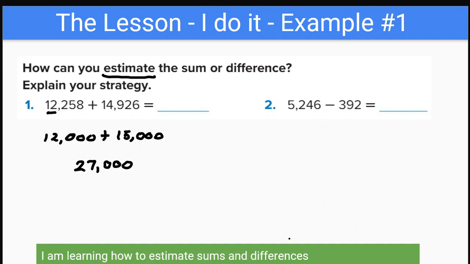Now, if you wanted to know, you could go get a calculator and you could find the exact answer. The exact answer comes out to be 27,184. So that right there is not so far off. That's pretty good. Let's take a look at the second one right here.